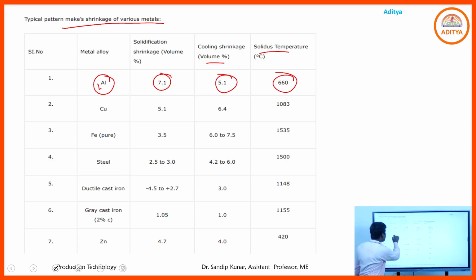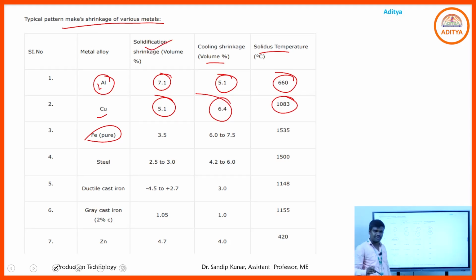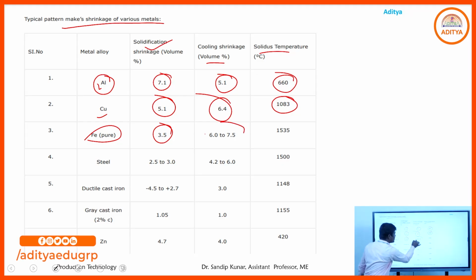In case of copper, the solidification shrinkage is 5.1 volume percent and the cooling shrinkage is 6.4 volume percent, with a solidus temperature of 1083 degrees centigrade. In case of pure ferrous metal, the solidification shrinkage is 3.5 volume percent and the cooling shrinkage is 6.0 to 7.5 volume percent.